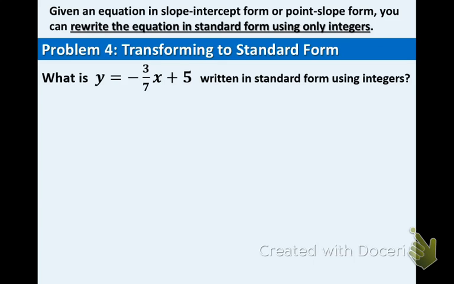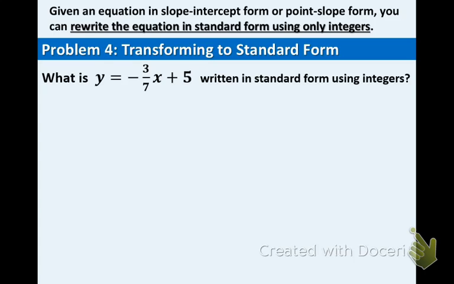Given an equation in slope-intercept form or point-slope form, the two forms that we've learned so far, you can rewrite the equation in standard form using only integers. Remember, integers are -2, -1, 0, 1, 2, etc., going on forever in both directions. So now we're going to rewrite this equation using only integers. As you can see, there's a -3/7 there, and we need to get rid of it. So we need to clear this fraction.